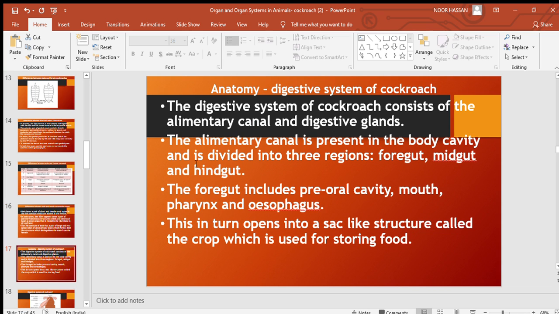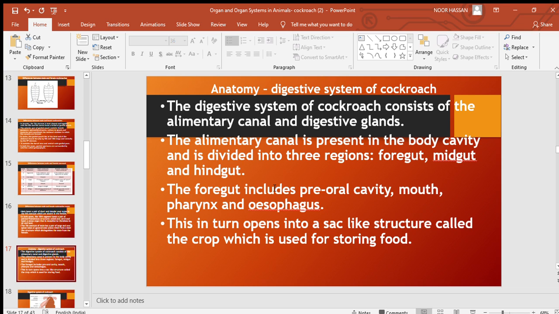So this is about the digestive system. The digestive system of cockroach consists of the alimentary canal and digestive glands. The cockroach has a digestive system which is not so elaborate, but it has an alimentary canal and digestive glands. The alimentary canal is present in the body cavity and it is divided into 3 regions: foregut, midgut, and hindgut. Foregut includes preoral cavity, mouth, pharynx, and esophagus.